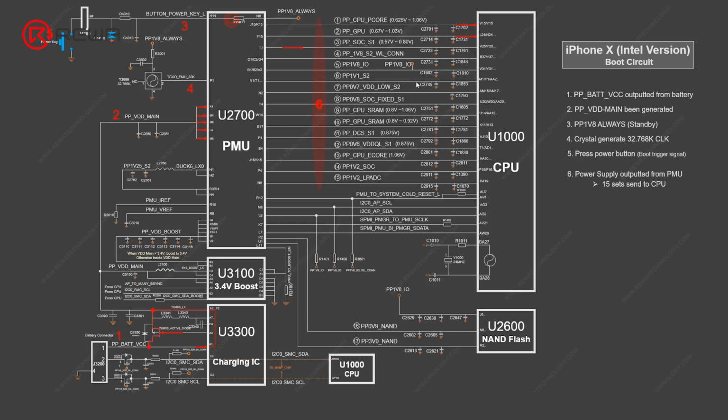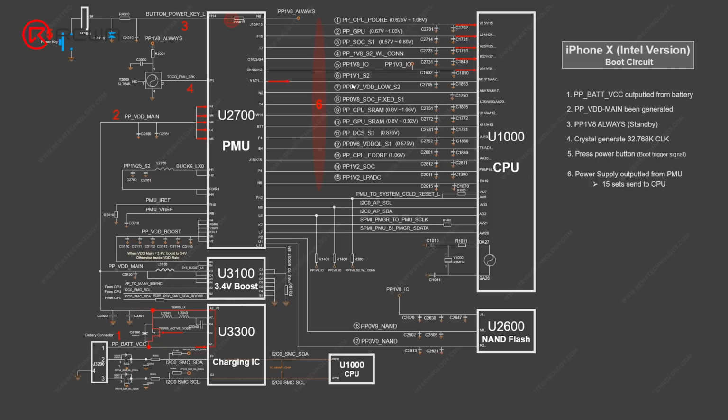Okay. 3, PPSOC S1. 4, PP1V8 S2. 5, PP1V8IO. And this voltage is a little bit special. It's not only sent to the CPU, you can also see there's another branch. It will also send out to the NAND flash chip. You can see the name.